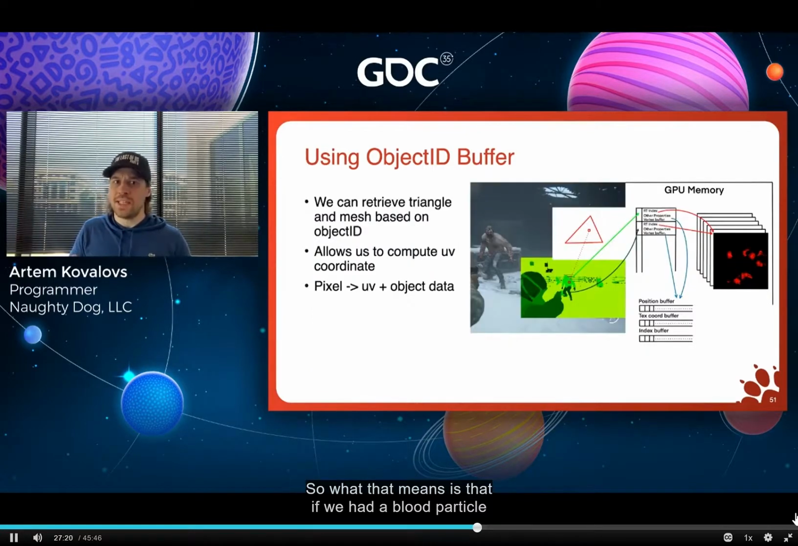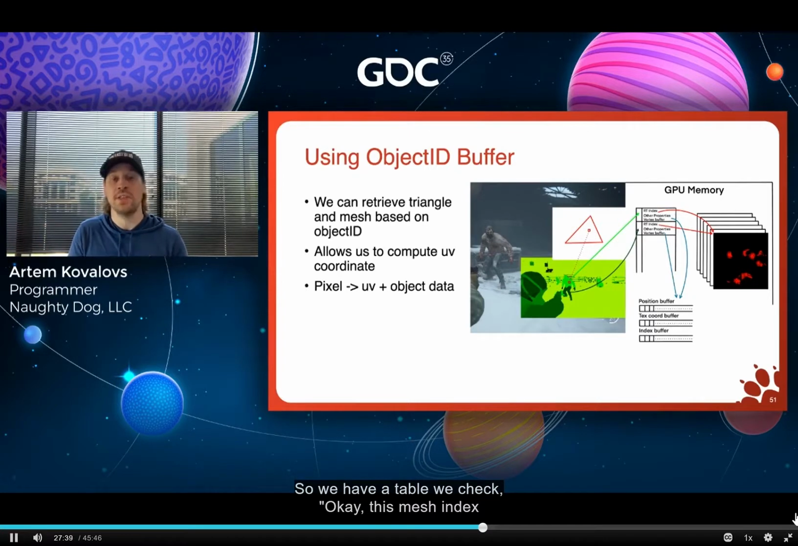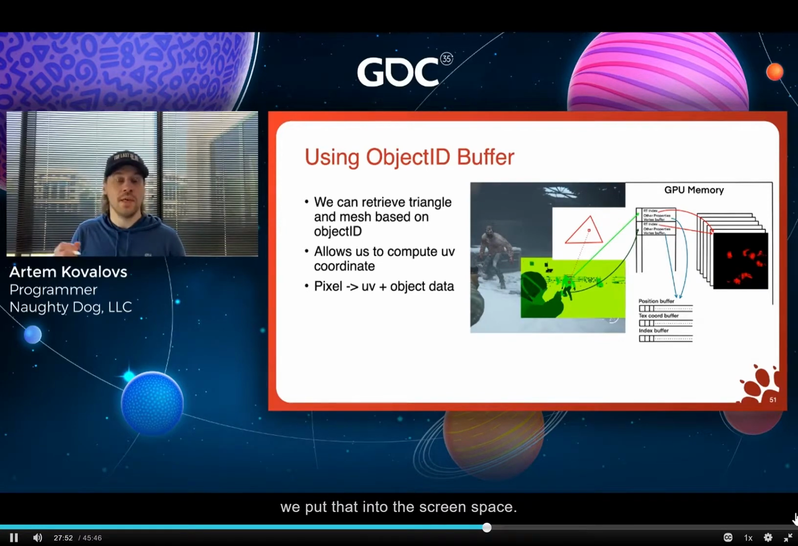So what that means is that if we had a blood particle, for example, that spawned in screen space, we could convert that to UV space by, first of all, we check does the pixel belong to an object that has render targets, is the character, right? So we have a little table, we check, okay, this mesh index is in the table. Then we say, all right, what is the vertex buffer, index buffer? And then from the object ID pixel value, we figure out what is the primitive. We figure out the triangle, we put that into the screen space, and we project our pixel into that triangle to ultimately compute the barycentric coordinates.